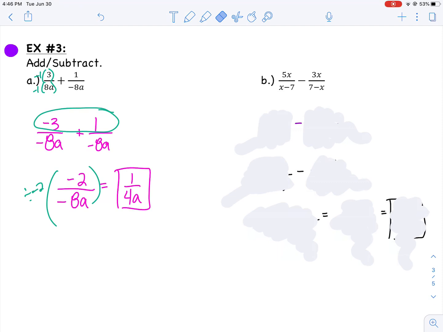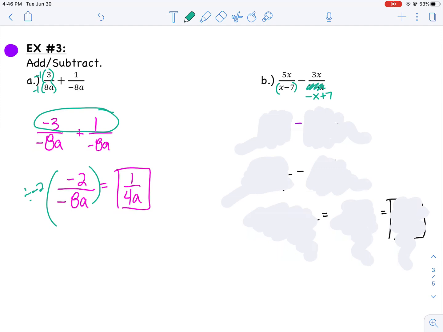All right, let's do B. If you look really carefully at the denominators on this one, they look really close to the same thing, but they're not exactly the same thing yet. This first denominator is an x minus 7, but the second denominator is a 7 minus x, and it's not exactly the same thing. If I were to rewrite this in a different order, wouldn't it actually be a negative x plus 7, which isn't quite the same thing as an x minus 7?